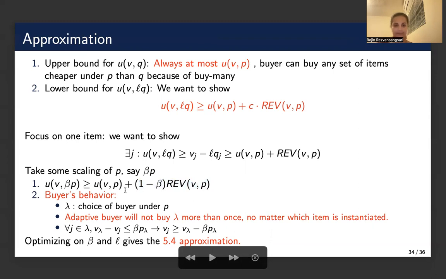Second, let's take a look at the buyer's behavior and say lambda is the choice of the buyer under P. Then, because of the buy-many constraint, an adaptive buyer is not going to buy lambda more than once, regardless of what item is realized in the draw and which item is instantiated. So this means that the difference in the value is going to be less than beta times P of lambda, and by reordering this, we get this inequality. Putting these two inequalities together, we get what we wanted here. And finally, we just optimize over beta and L to get a constant factor approximation of 5.4.